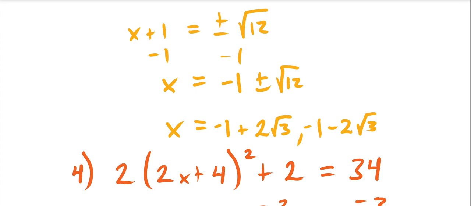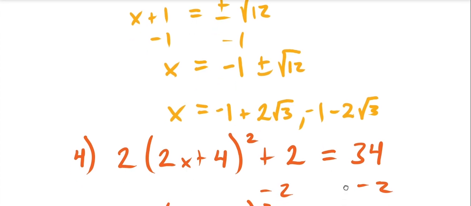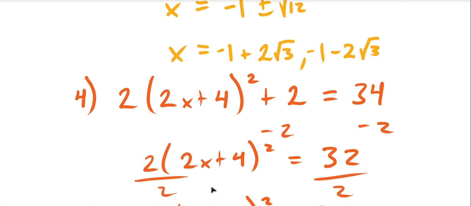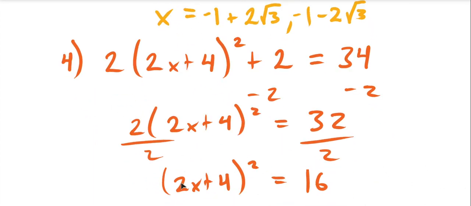Here's a little one with a little bit more work to isolate the square, but just like before, we're going to get rid of this 2. Then we're going to divide by 2 on both sides to get rid of the times 2. Once we do that, we have an isolated square.